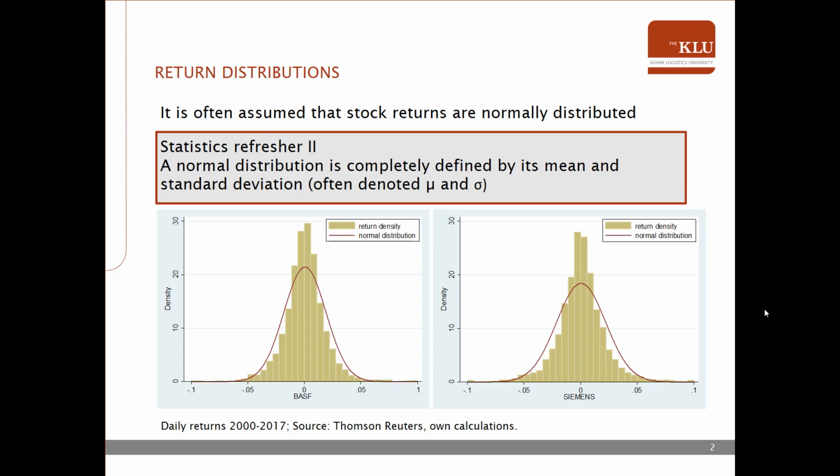To remind you of your statistics knowledge, a normal distribution is a specific form of distribution that is completely defined by its mean and standard deviation, often denoted by the Greek letters mu and sigma. If we now plot the daily returns of two DAX companies, BASF and Siemens, we see that the normal distribution using the mean and standard deviation of these empirically observed returns fits the observations quite well.